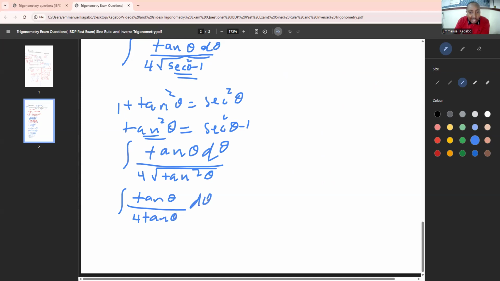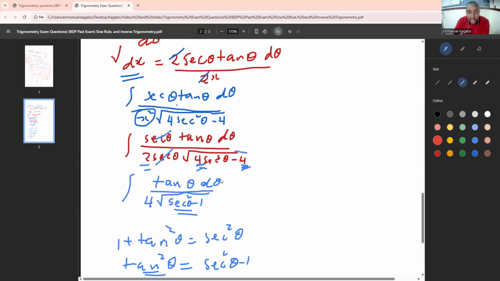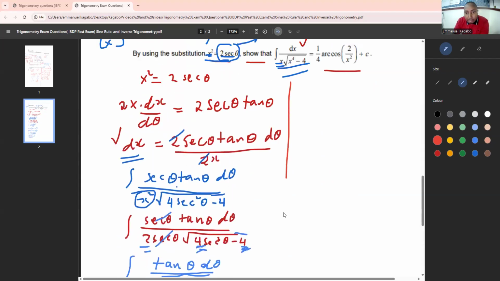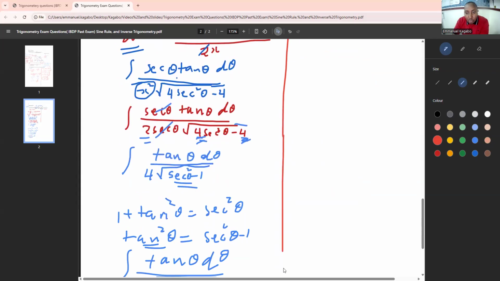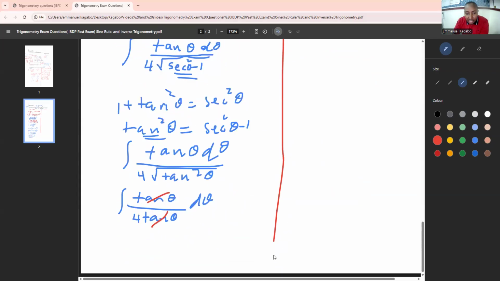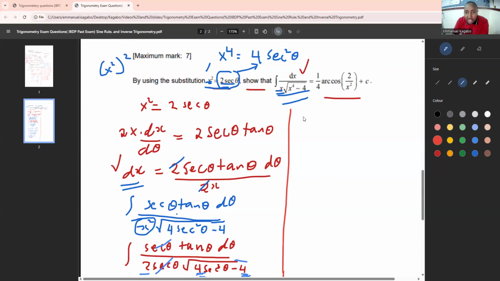What happens? Tan theta cancels with tan theta, right? Do you see that? So what do I remain with? It's going to be the integration of 1 over 4 d theta, right? So what's the integration of that? The integration of that will be theta over 4 plus c.